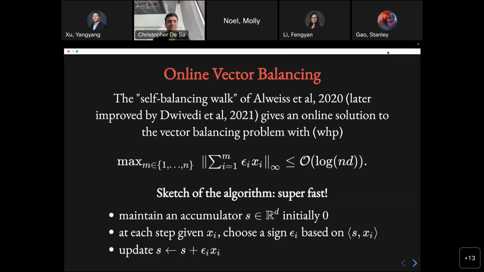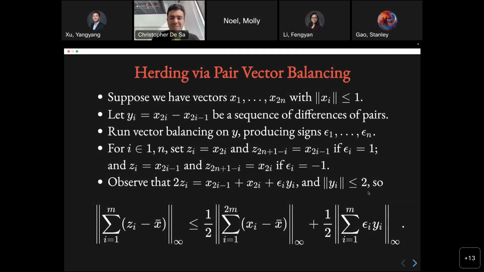So a really nice result from previous work is that you can actually solve the herding problem with the vector balancing algorithm. And this is actually a simplified version of the algorithm that we presented in our NeurIPS paper last year. This is something that we've further improved, leveraging some nice insights from the paper kernel thinning by Dwivedi and Mackey. And here's the way that you do it.